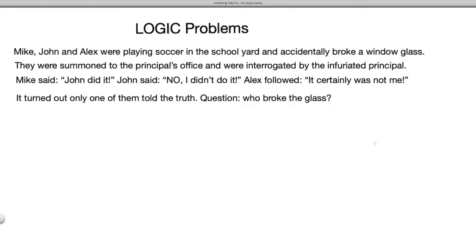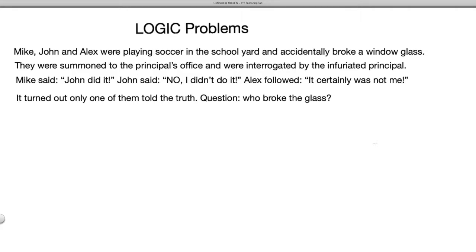The problem states, Mike, John, and Alex were playing soccer in the schoolyard and accidentally broke a window glass. They were summoned to the principal's office and were interrogated by the inferior principal. Mike said, John did it. John said, no, I didn't do it. Alex followed, it certainly was not me. It turned out only one of them told the truth.